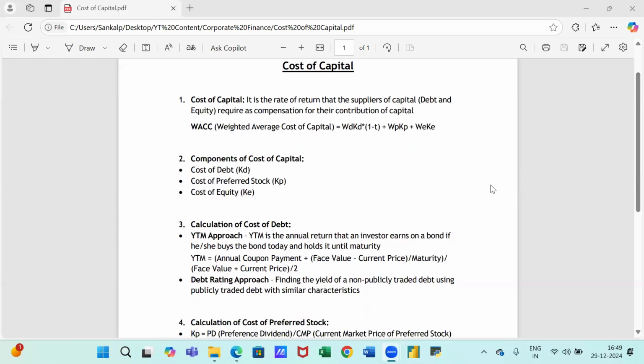Now, second, coming to the components of cost of capital. So cost of capital is predominantly made up of three components. First is your cost of debt, the capital that you raise in the form of debt, the cost of that particular debt capital, then your cost of preferred stock and cost of equity. So there are a number of ways in order to calculate these three components. So we'll discuss that one by one.